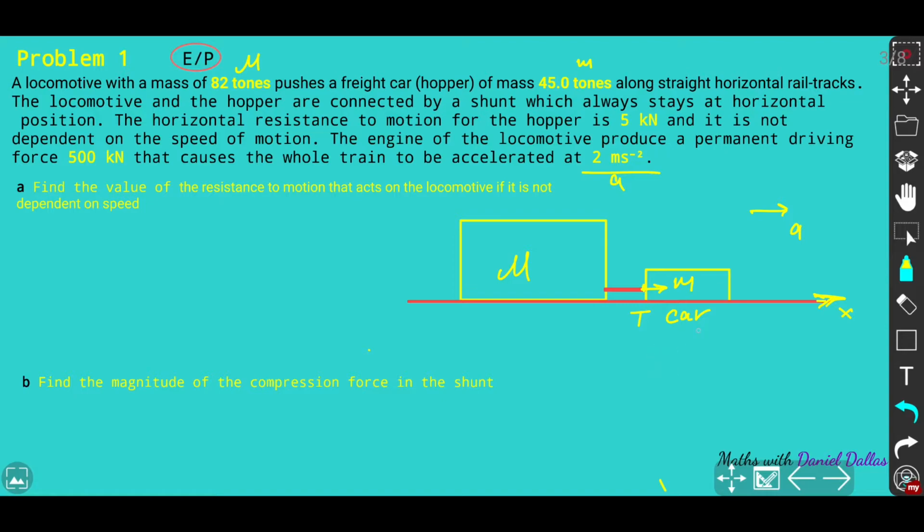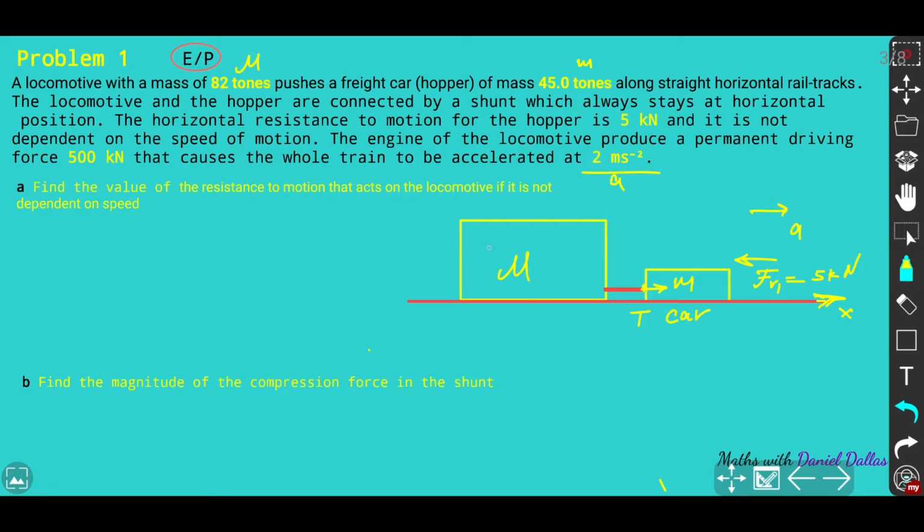All right, so what's next? We do have the horizontal resistance to motion for the hopper, 5 kilonewtons. It's right here, against the motion, and we can set up F resistance 1, which is equal to 5 kilonewtons. So we do have a pushing force, which is T. If you consider the shunt itself, it's going to be a tension, or a force of compression. But for the hopper, that's the force that acts from the side of the locomotive through the shunt. So you don't care about the left-hand side, but imagine as if the locomotive just pushed it. So it's a kind of pushing force. Okay, so we finished with that one, and let's consider the locomotive itself.